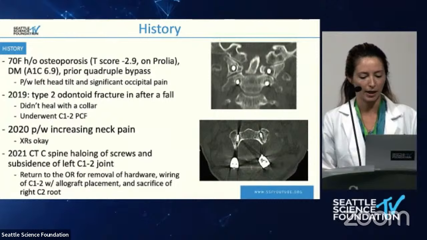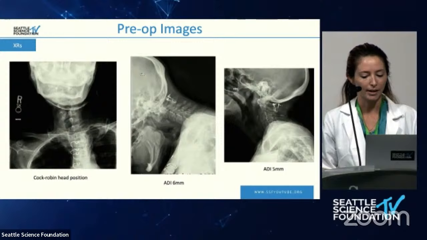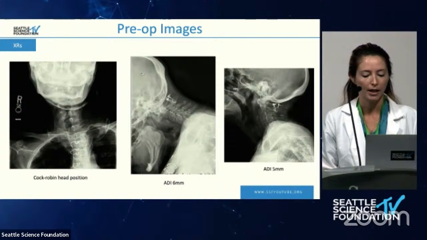So in the months that followed, she developed a progressive left head tilt with increasing left-sided head pain. And on flexion imaging, her ADI was greater than 5, which denotes instability. Typically, the value, I think, is around 3. We didn't have an MRI for her to assess her transverse ligament.